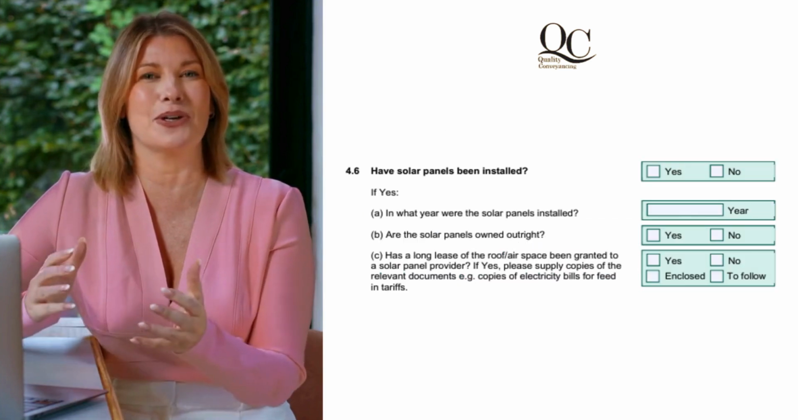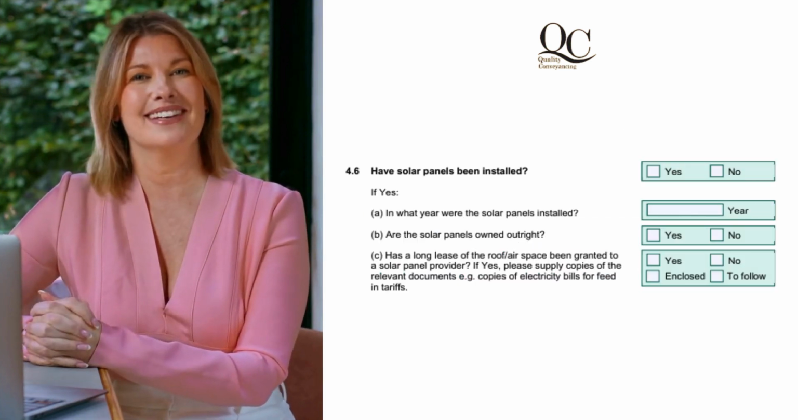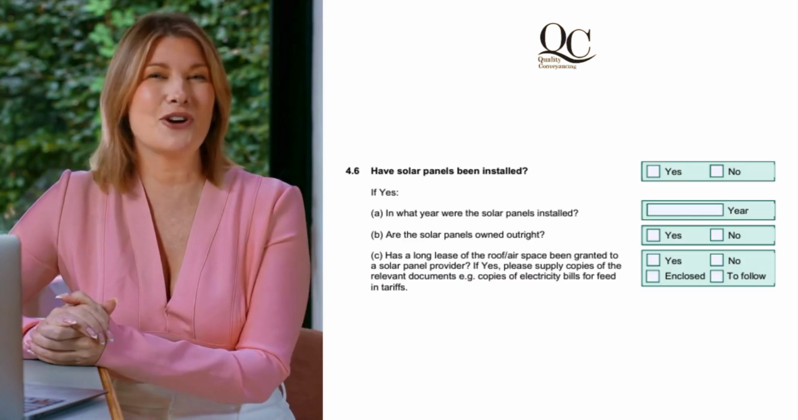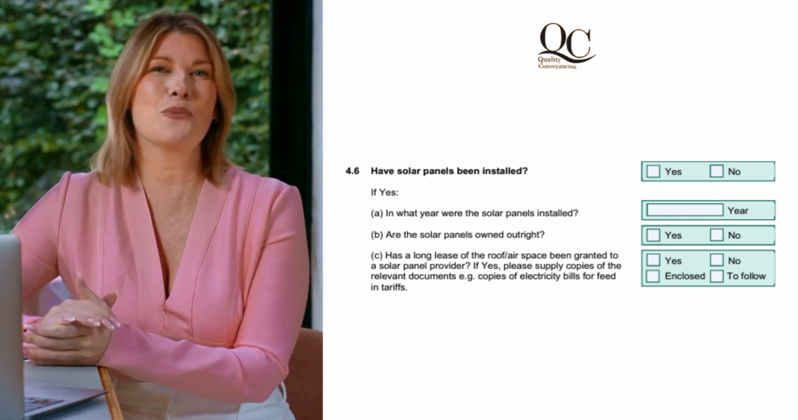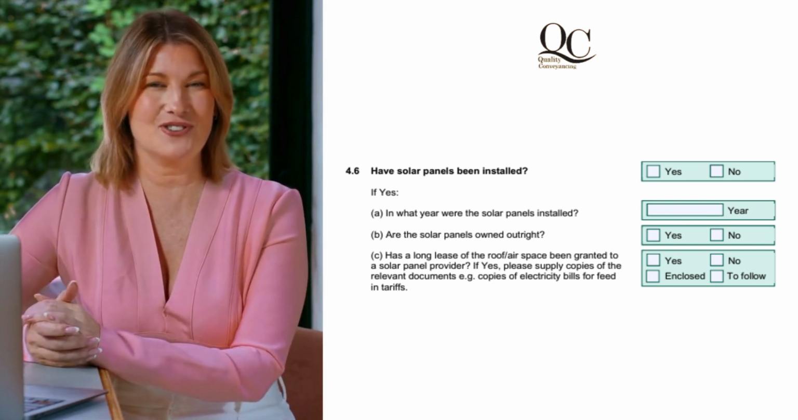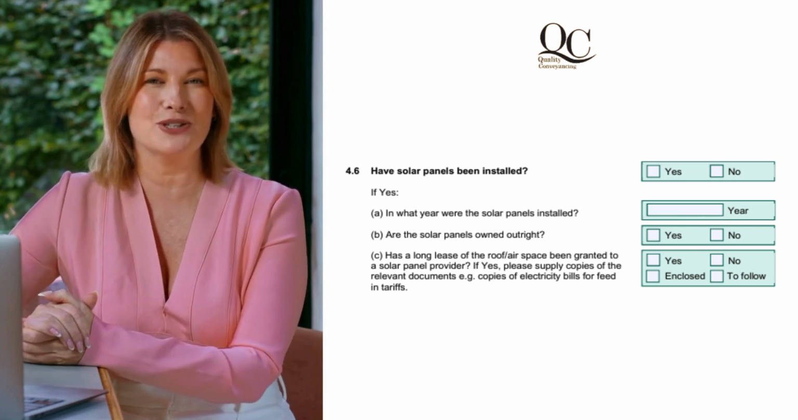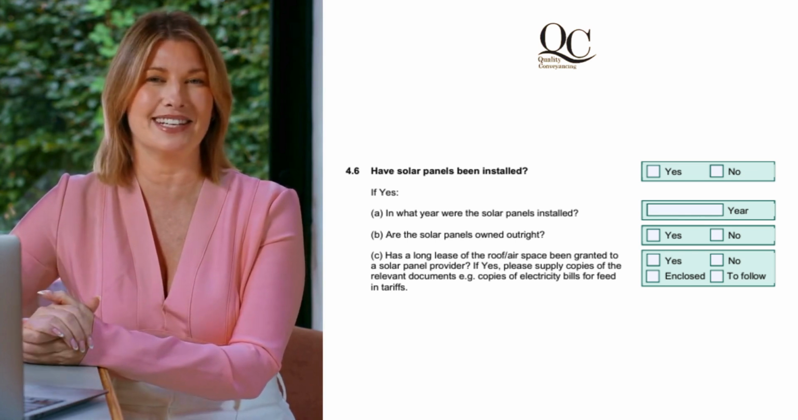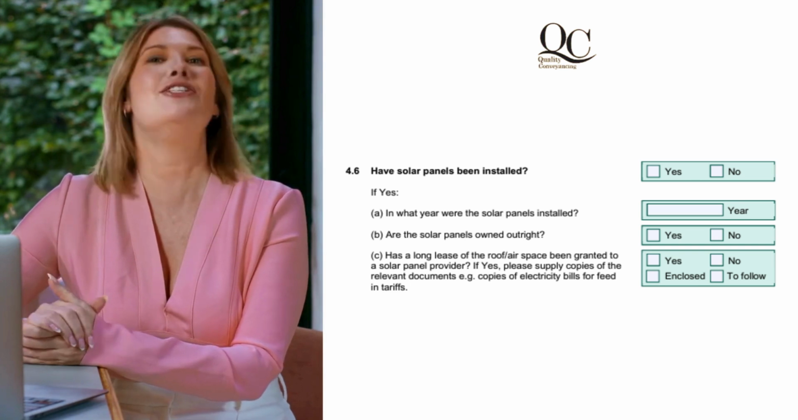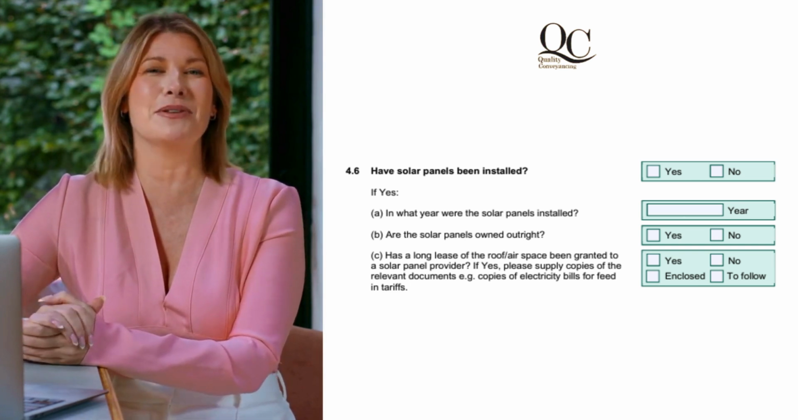Next, the form asks whether solar panels have been installed. If they have, just confirm roughly when they were put in, whether you own them outright or if the roof or airspace has been leased to a solar provider. This is important because roof leases can sometimes affect mortgage lending, so buyers need that clarity up front.